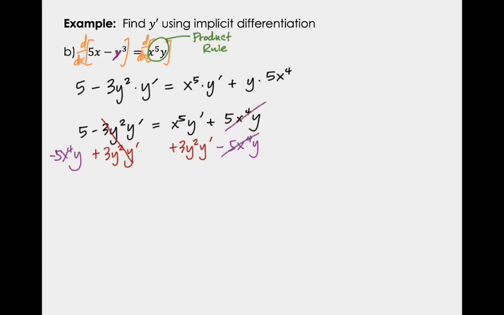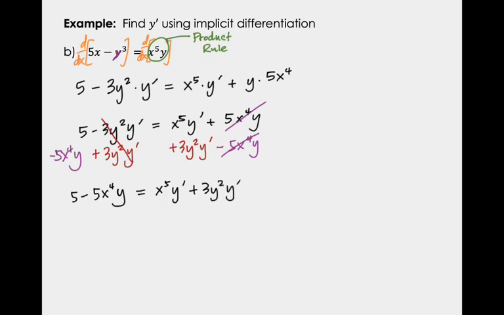Okay, so I'll have all my y prime stuff on the right and all my not y prime stuff on the left. Okay, so I'll have 5 minus 5x to the fourth y on the left. And on the right, I'll have my two y prime terms, x to the fifth y prime plus 3y squared y prime.